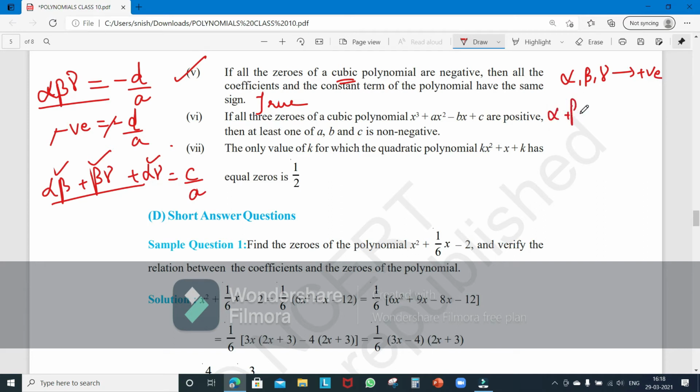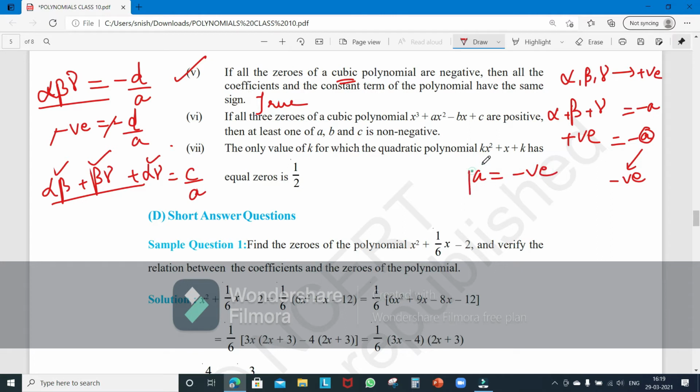Alpha plus beta plus gamma will be minus A. Now if all are positive, then minus A should also be positive, right? Like 2 plus 3 plus 5, all are positive, the sum is also positive, equal to minus A. Then A should be negative in order to make the overall term positive. So the first thing that we got is A is negative.